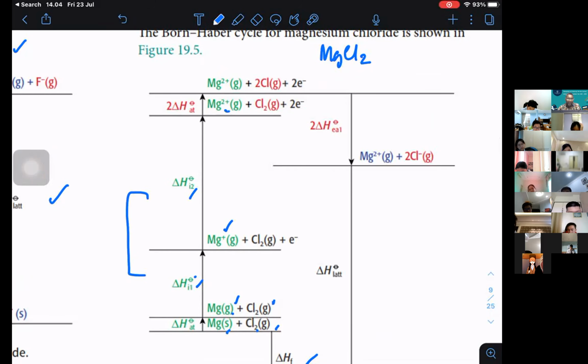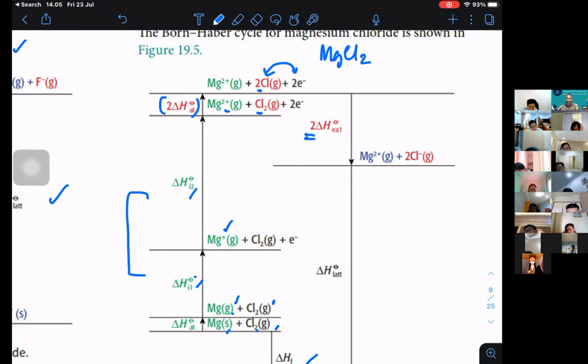Once you get this, you are going to atomize the Cl. Here you can see they need 2 Cl, and atomization is for 1 mole of Cl, so if you have 2 Cl, then 2 times atomization, for 2 moles of gaseous atoms. Once you get that, you add the electron, but you are adding electrons for 2 moles, so it must be 2 times electron affinity.